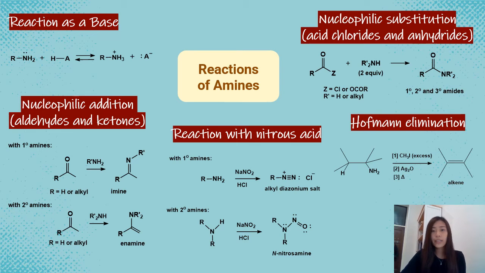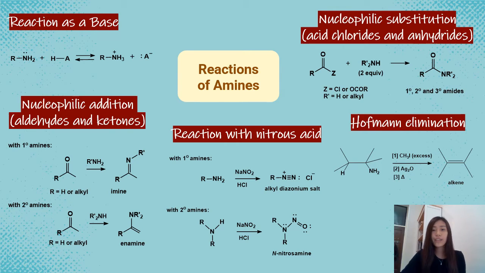NH2 is a strong base, therefore it has to be converted to a quaternary ammonium salt, which is a better leaving group. The reaction uses CH3I in excess, followed by Ag2O and heat. This reaction follows the E2 mechanism of elimination.